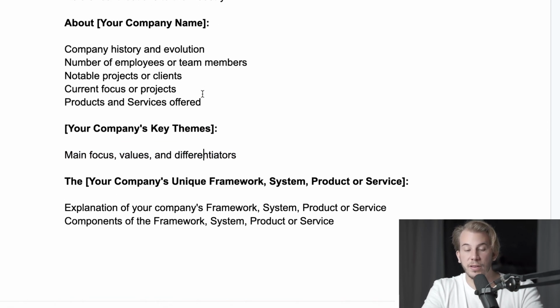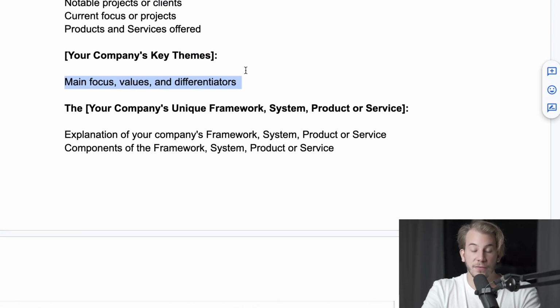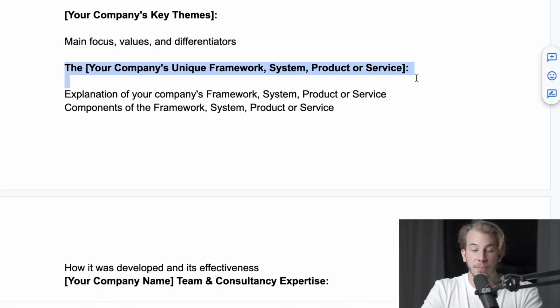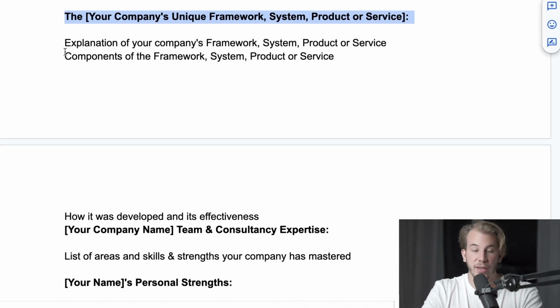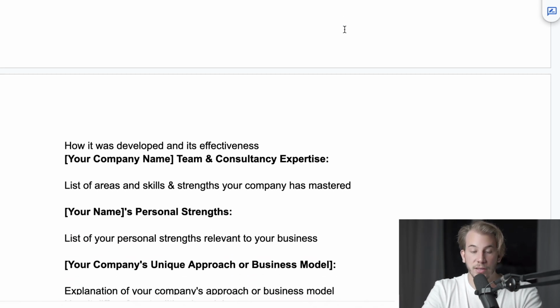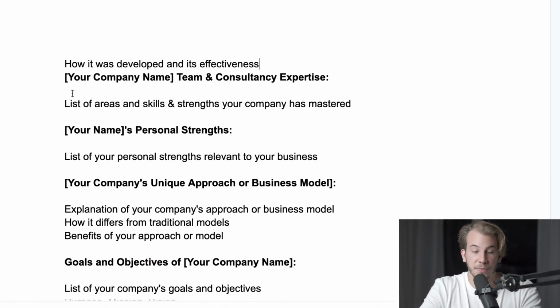But in this specific briefing, it should be really only the most important things that ChatGPT needs to have so it can work with. Because when you give it long stuff, all it does is break it down and summarize it for itself anyways. So you can give it the summarized versions here as well. Your company's unique framework, system, product or service, explaining the company's unique framework, system, product or service. What are the components? How was it developed? And what are its effects and also USPs and stuff.